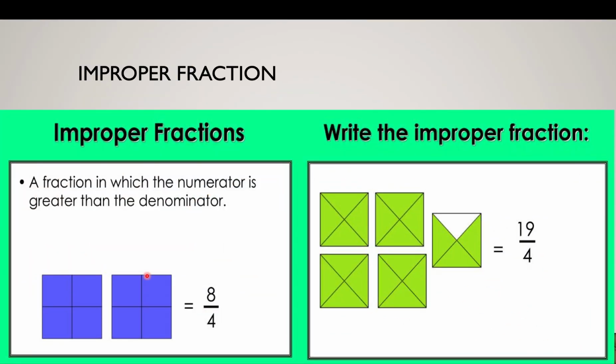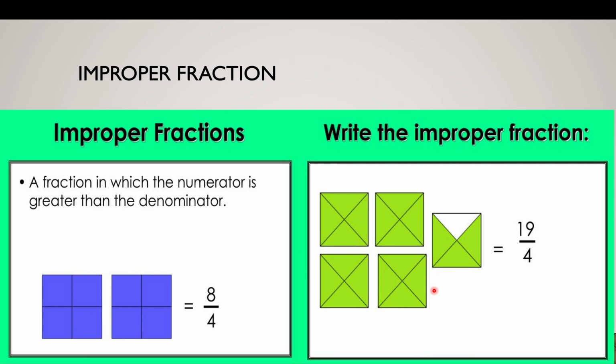On the other hand, we have improper fractions. An improper fraction is a fraction in which the numerator is greater than the denominator, so we have more parts than the whole. For example, if this means one whole, there's supposed to be 4 parts, and we have 8 parts. 8 parts divided by 4 parts. In this one, there should be 4 parts in the whole, but we have 4, 8, 12, 16, 19 parts. We call that an improper fraction.